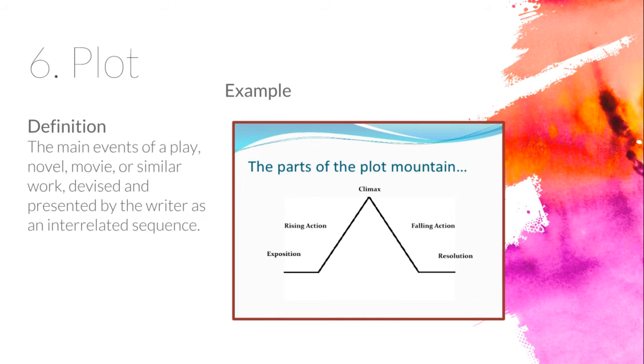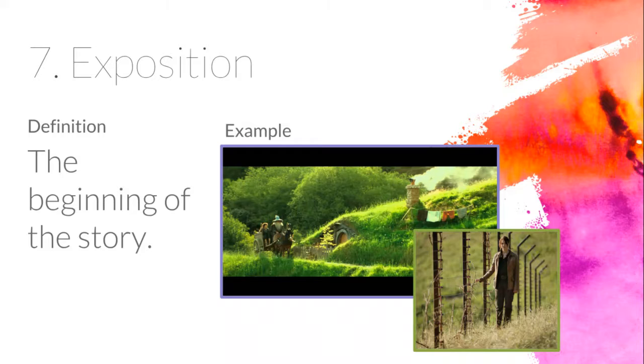Plot. So we're going to talk about the plot mountain. As you can see there, it's the main events of a play, novel, movie, or similar work devised and presented by the writers in a sequence. So you have the exposition, rising action, climax, falling action, and resolution in that order. So that is the plot of the story. And we'll take a look at that next week a little bit more closely.